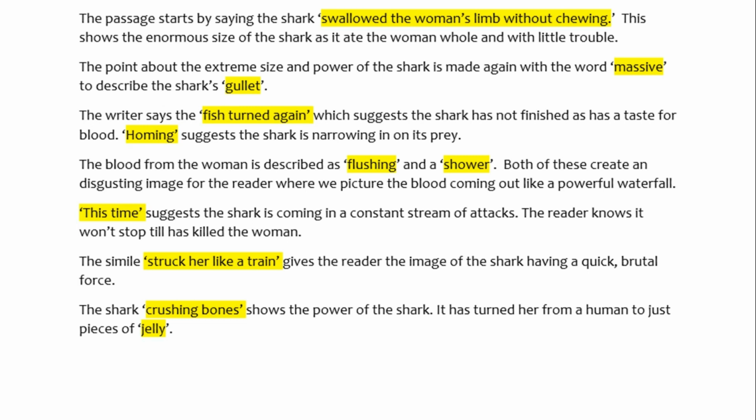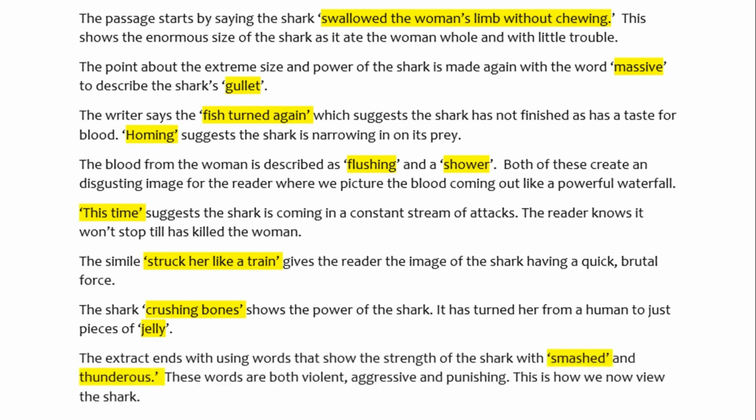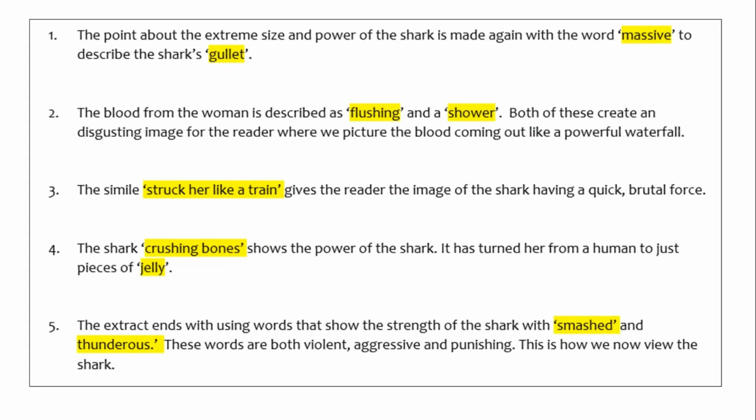The shark crushing bones shows the power of the shark. It's turned her from a human to just pieces of jelly. The extract ends by using words that show the strength of the shark, with smashed and thunderous. These words are both violent, aggressive, punishing. This is how we now view the shark. Again, I've got 3, 6, 8 here. You probably need 5 or 6, but remember to take it from start, middle and end.